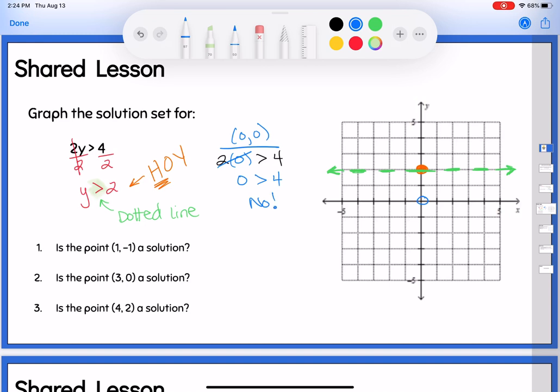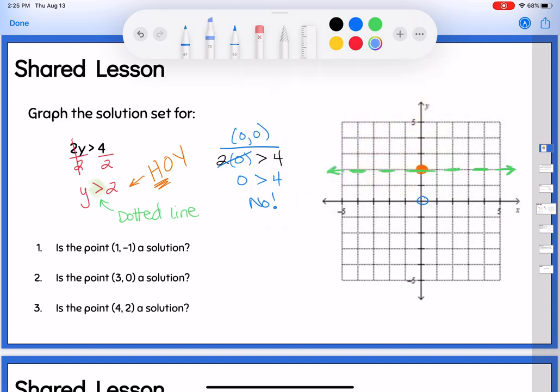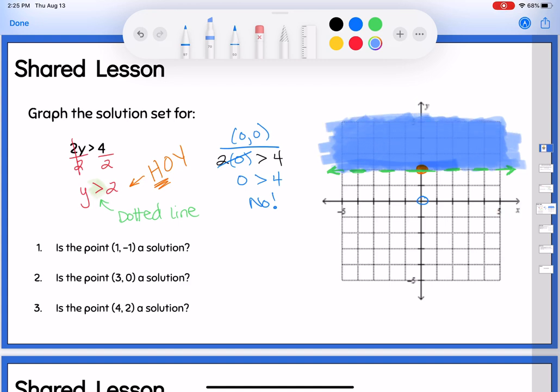Nope. So double checked, my idea was correct, so I am not going to shade on the side that has that 0, 0 on it because I checked that point and it's not a solution, so I can't shade that side. I need to shade the other side. So I'm going to shade above my line here on this one. Now, some of you probably could figure that one out without having to plug in the point because it was that horizontal line, and that's okay in this case. But just to double check and make sure you're positive is always a good idea.